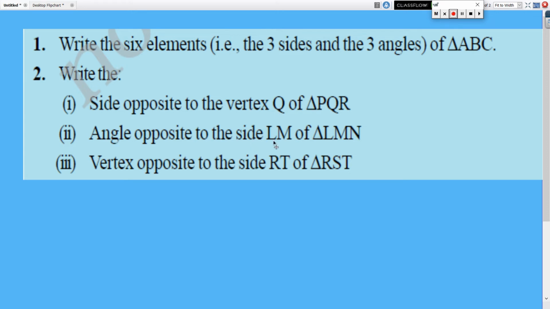Here, the angle opposite the side LM of triangle LMN. Draw a triangle LMN and write the angle opposite to LM. Here, the vertex opposite the side RT of triangle RST. Draw triangle RST and write the vertex opposite to RT.